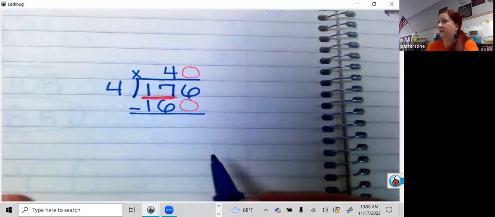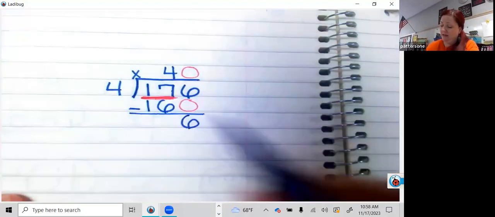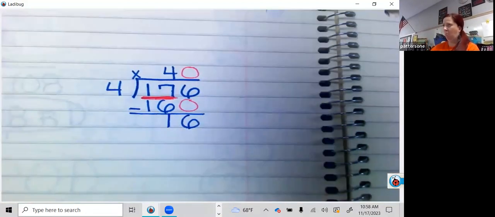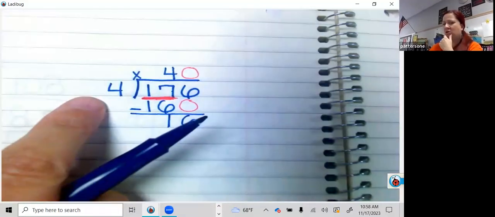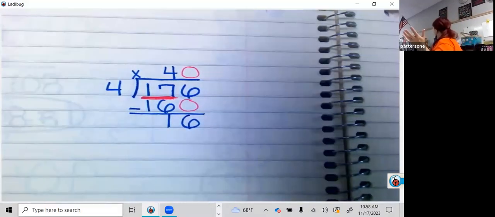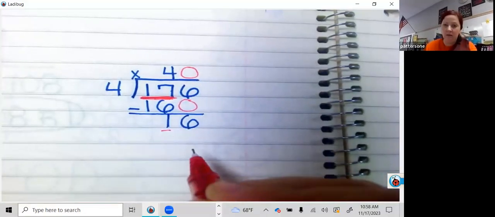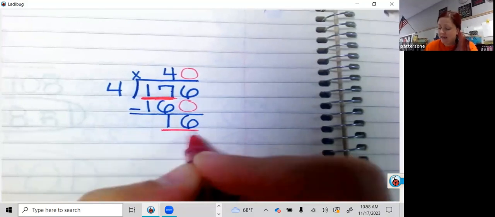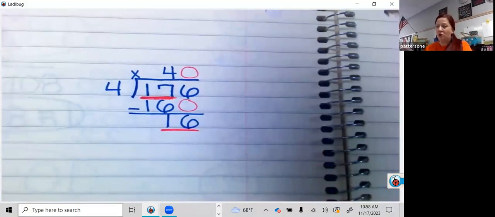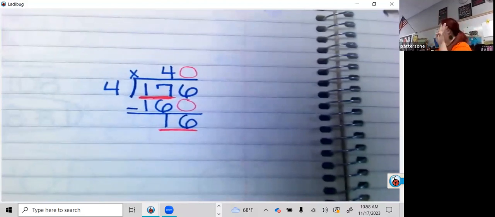Here we go. 6 take away 0 is 6. 7 take away 6 is 1. What's that number? 16. Do we know anything about our 4s and 16? 4 times 4 is 16. Or if I looked at it, I'd say, well, I can't do anything with that 1. I've got 16. And let's count by 4s and make sure I'm not lying to you. Here we go. 4, 8, 12, 16. I got dead up on it, didn't I?